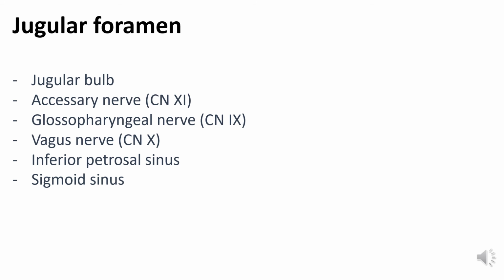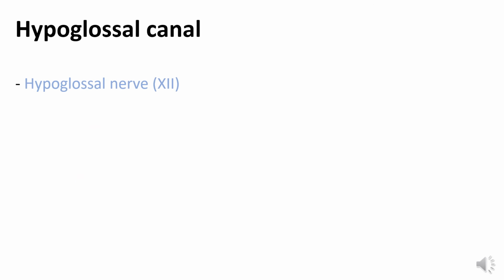The bones involved are the anterior aspect of the petrous portion of the temporal bone, and also the posterior aspect of the occipital bone. Looking at the hypoglossal canal, the only thing that passes through the hypoglossal canal is the hypoglossal nerve or cranial nerve 12. Please take note this is found in the posterior cranial fossa, and the cranial bone involved is the occipital bone.